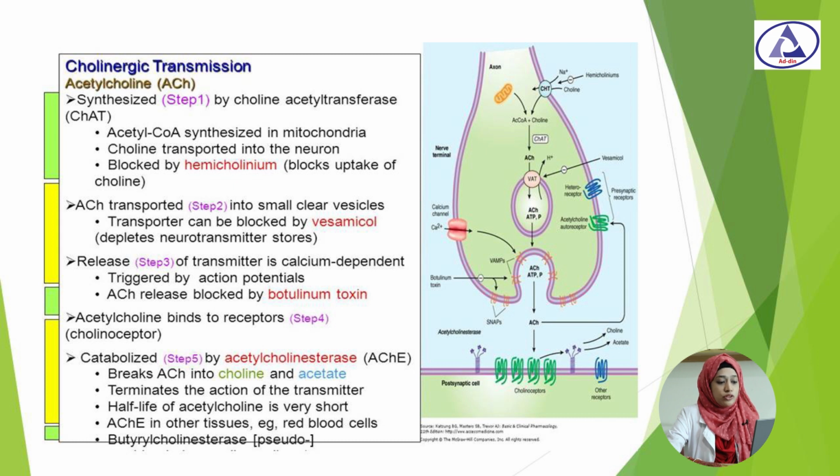Acetylcholine binds to the receptors. This acetylcholine is catabolized by the enzyme acetylcholinesterase, which breaks acetylcholine into choline and acetate and terminates the action of the transmitter. The half-life of acetylcholine is very short. Acetylcholinesterase is also found in other cells, such as red blood cells, and there is another enzyme, butyrylcholinesterase or pseudocholinesterase.